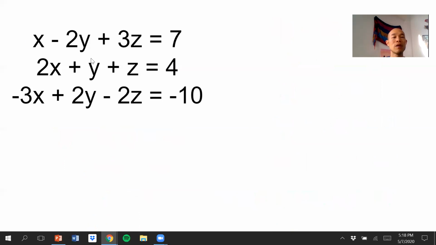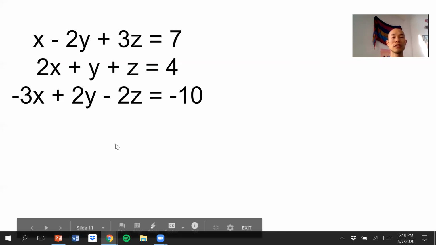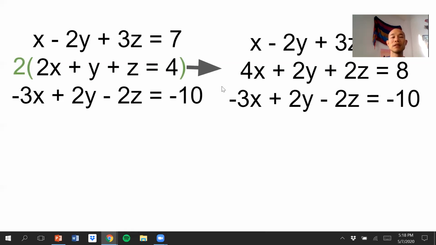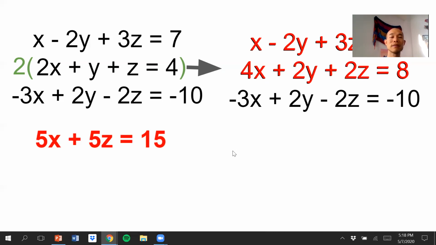So if we want to eliminate the y's, it looks like a -2y and a +2y would eliminate quite easily. So actually, if I turn this middle y into a +2y, that could also eliminate with the first equation. So strategically, I'm just going to multiply that second equation by 2 to get 4x plus 2y plus 2z equals 8. And now you can see these middle y terms, when we pair them up, we'll be able to eliminate pretty easily. So I'm going to take a look at the first two. We combine those, the y's cancel out, and we're left with 5x plus 5z equals 15.